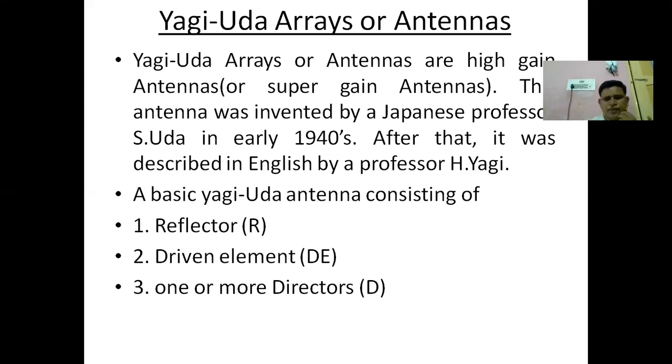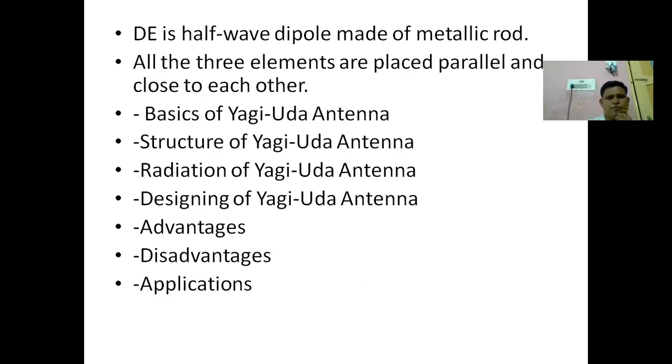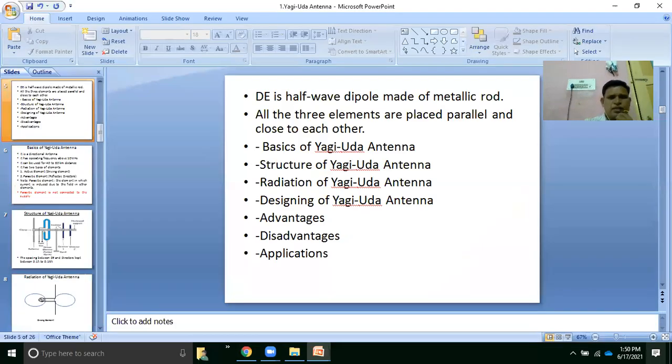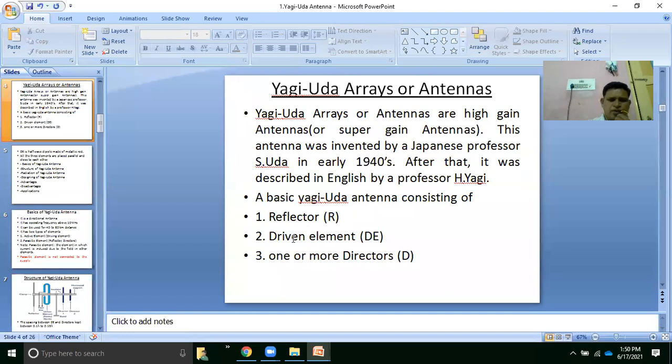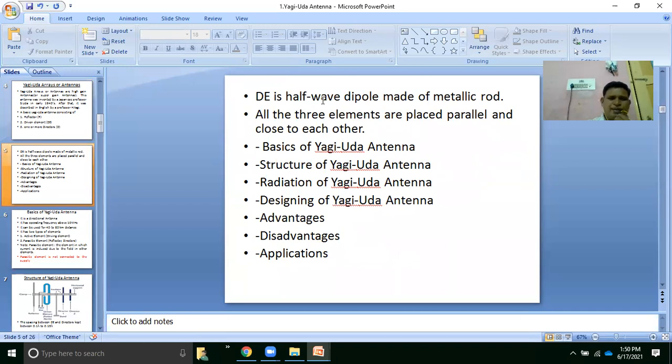We are giving the input signal to this driving element. See here what I am saying. DE, the driving element, is nothing but a half-wave dipole made up of a metallic rod. This driving element is nothing but a folded dipole. Later we'll discuss folded dipole in our next topic. Generally, whatever we are mentioning here, this driving element is nothing but a folded dipole antenna. That we'll discuss later.